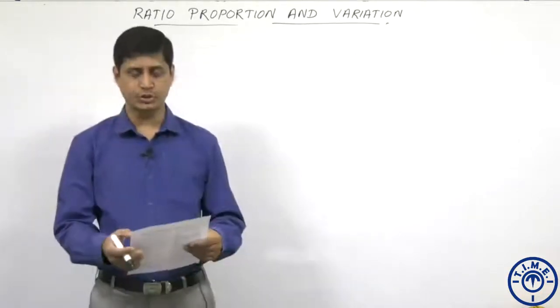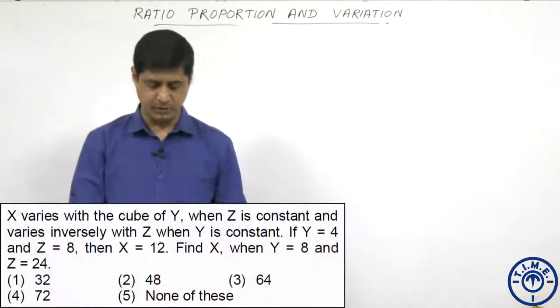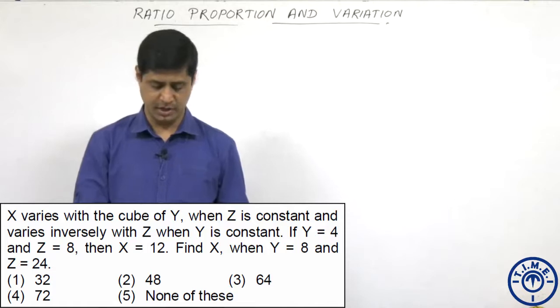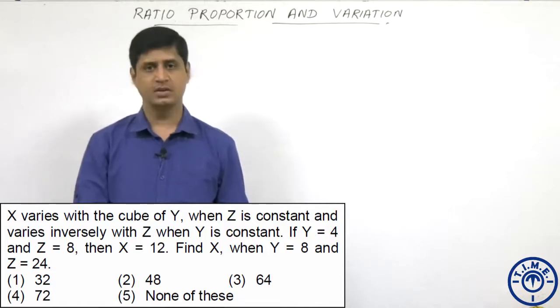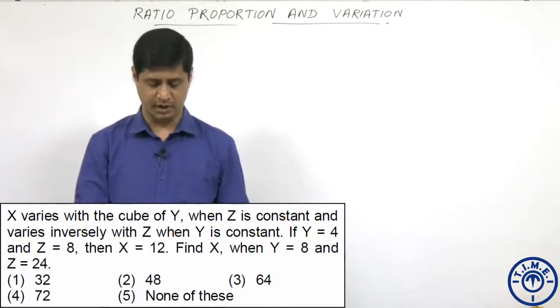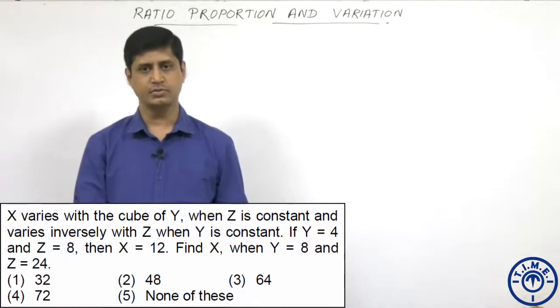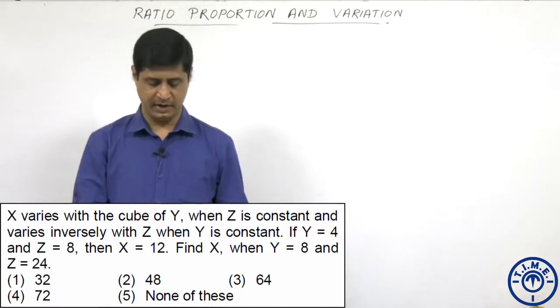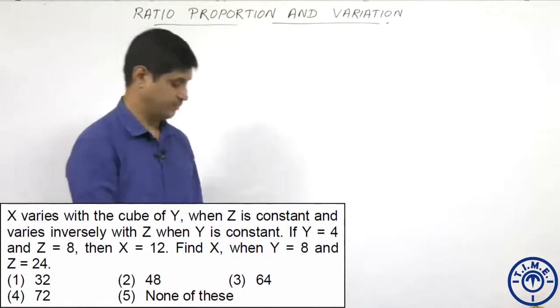Now look at the next question. X varies with the cube of y when z is a constant and varies inversely with z when y is a constant. If y is equal to 4 and z is equal to 8, then x is equal to 12. Now find x when y is equal to 8 and z is equal to 24.